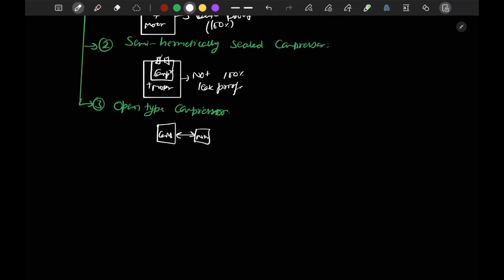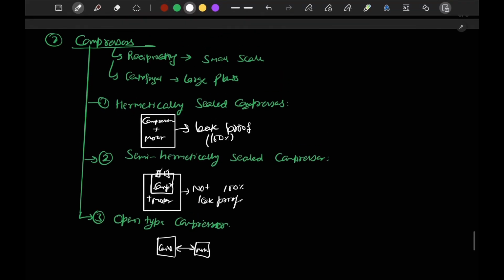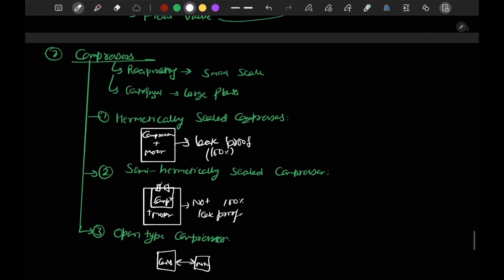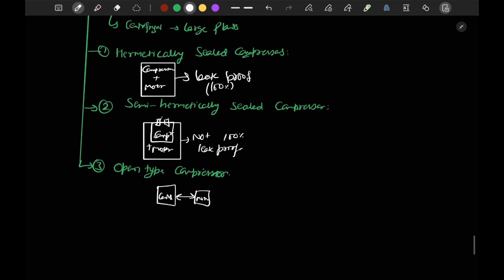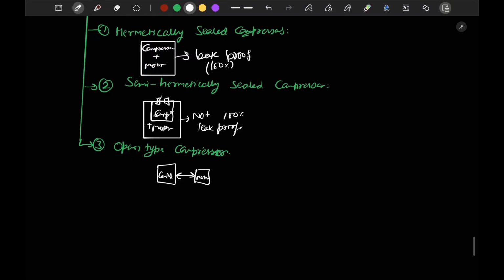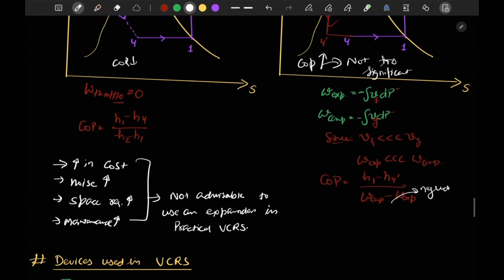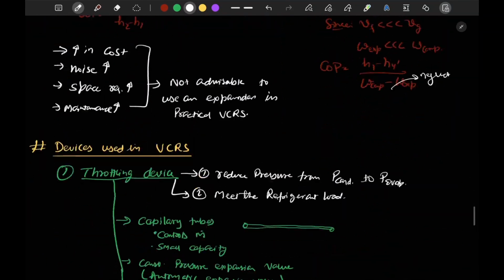Okay, so this open type system is used in very big systems, very large capacity systems. Hermetically sealed ones are used in our home refrigerators generally. Okay, now moving on. I think this will be all. The other two, condenser and expansion devices, we have already discussed.